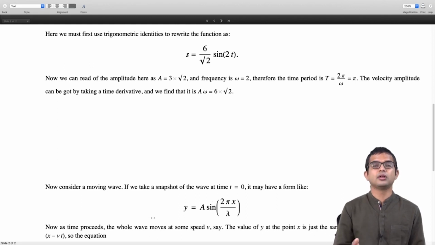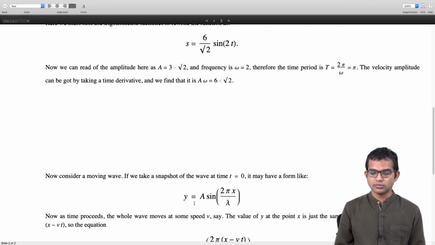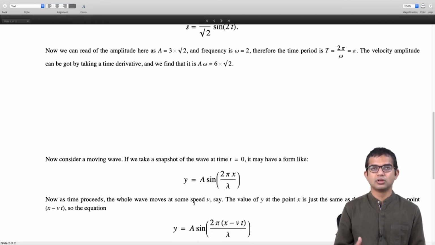So if there is some speed that you can associate with this wave, then we can argue that the value of y at the point x is just the same as the value of y at the point x minus vt, because the whole wave has moved. So using this argument, you can actually write down the functional form for this wave in terms of x and time. So in this case, not just is there a wavelength associated with it, so it's a pure sinusoidal wave that I'm thinking of here, right? So there is a wavelength associated with the wave, which is information that you can get by looking at the wave at any snapshot, at any time instant.